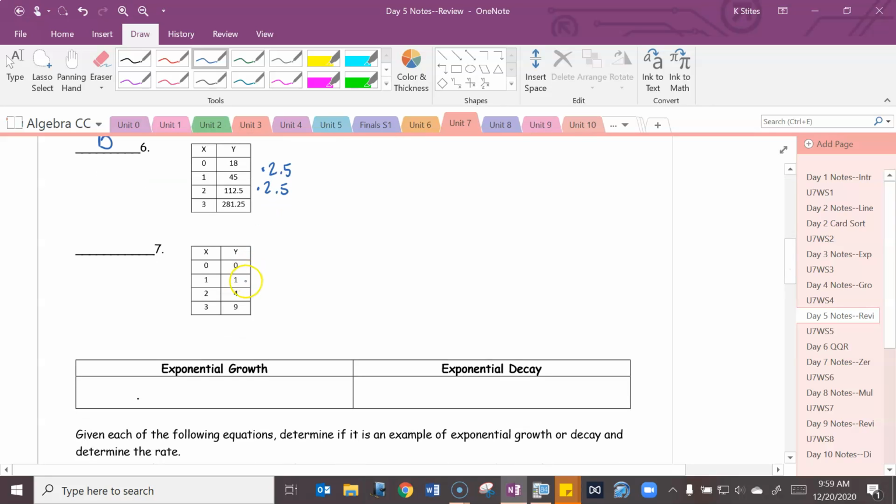And then here we have 0, 1, 4, 9. These are not going up by the same amount. And they're also not multiplying by a constant number either. So that means this is neither.